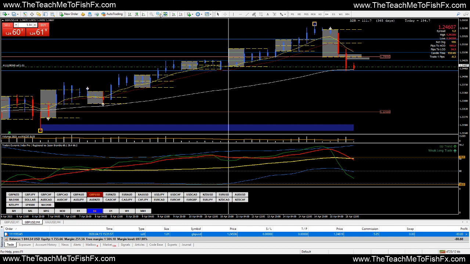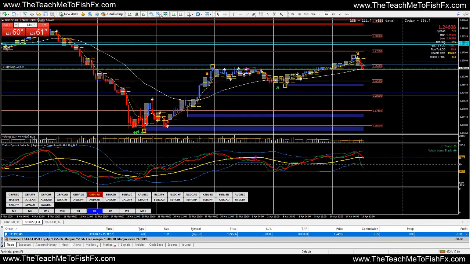I am going to basically ride this down. The way that you would trade the workflow trading system would be to ride this until you get a market exhaustion square. Then you want to go ahead and look to get out. So this current trade is 7 pips, 8 pips, 9 pips.